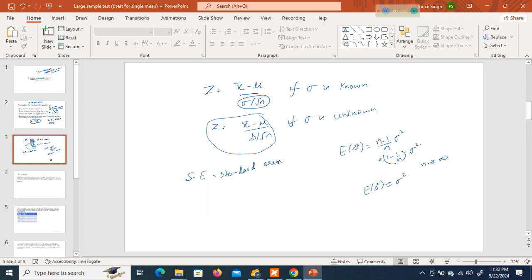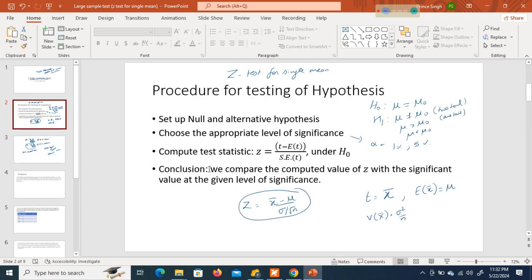Okay, so this is the test statistic we are going to use in the problem of the large sample test for single mean. Now let us see how we can use this particular criteria in the problem. And what is the last part? The last part is we are going to conclude the result. So we are going to compare the value of test statistic with the critical value, the critical value which we have already discussed in our last video.